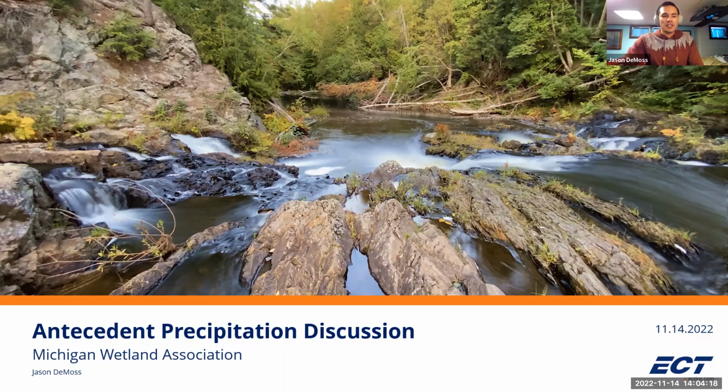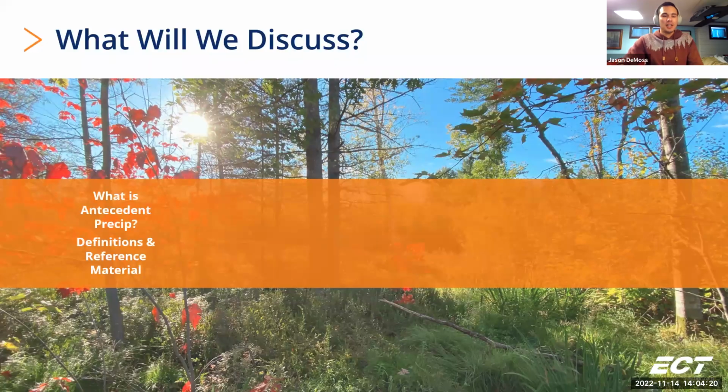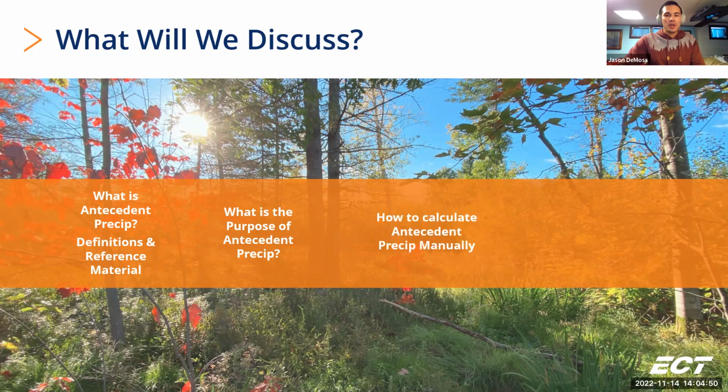So I will be discussing antecedent precipitation. The way the presentation works is I will first define what it is and provide reference materials. And just so everybody is aware, I'm planning to send out this presentation to everybody because I do have links in the notes. So if anybody has any questions, they should be able to access this presentation. I will then go into what the purpose of antecedent precipitation is, and then I will show how you would calculate antecedent precipitation manually.